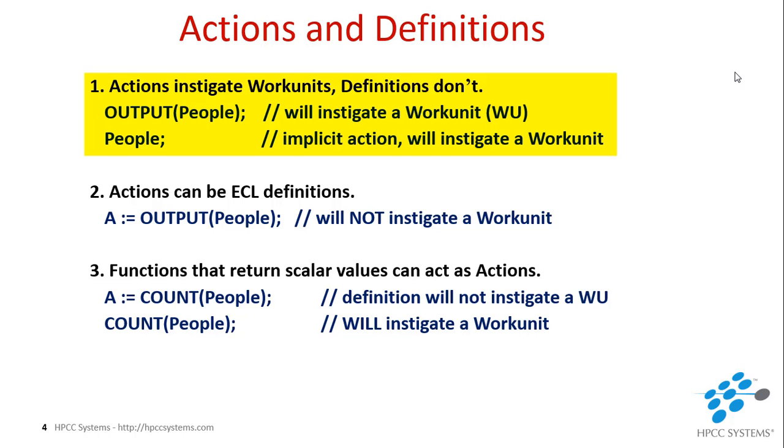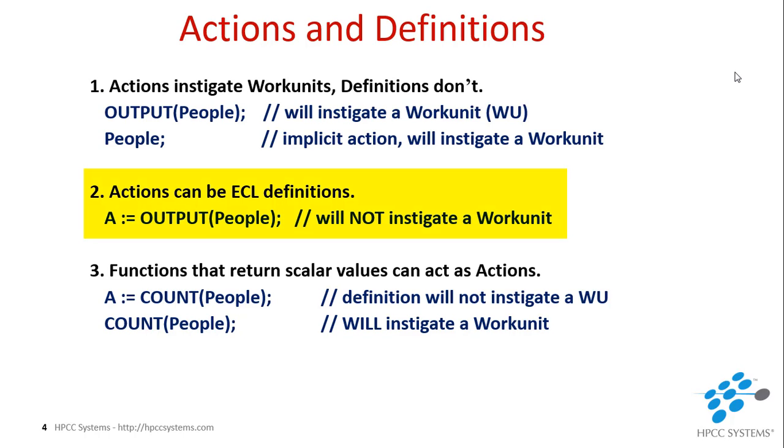Now also, though, the use of just people itself, being a record set definition, the compiler will be smart enough to detect that there is an implicit action here and will return the records of people if you just use it implicitly as shown. Number two, actions can also be ECL definitions. The reason for that is we have maybe multiple actions that need to be performed in an ECL job, and those actions might have a specific sequence.